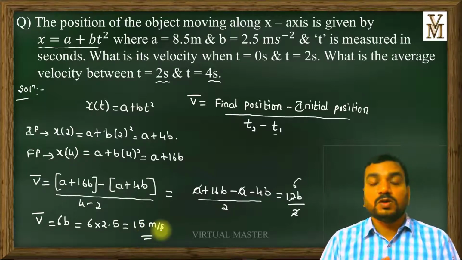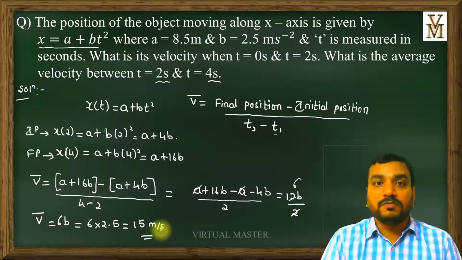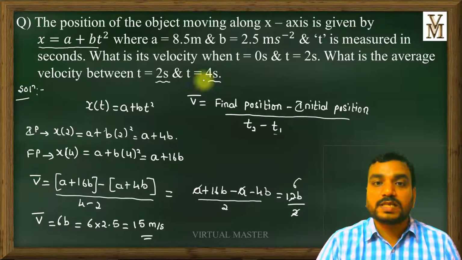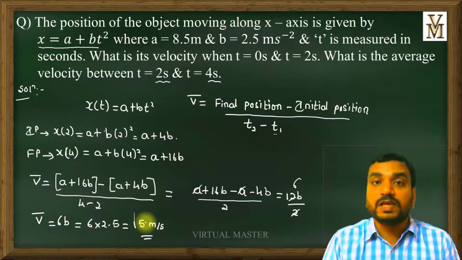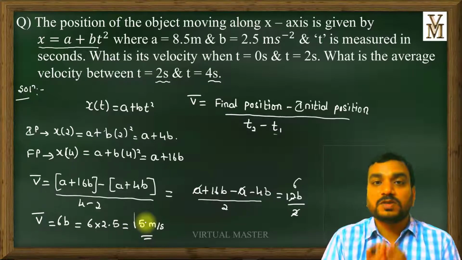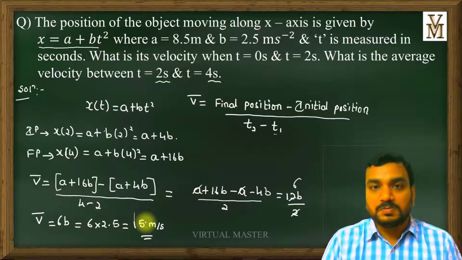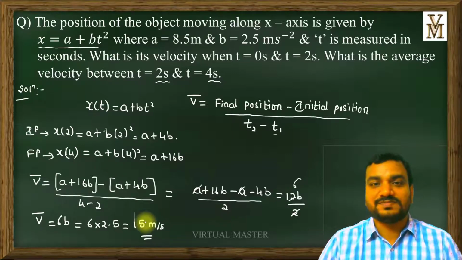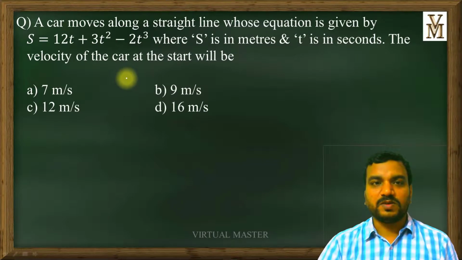Okay. So the object or the particle will be moving between 2 seconds and 4 seconds with an average velocity of 15 meter per second. Okay, I hope everyone has understood how to solve this type of problems. Okay, now let us solve our next question.